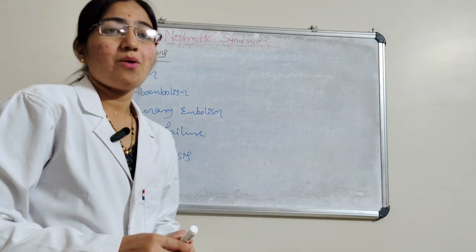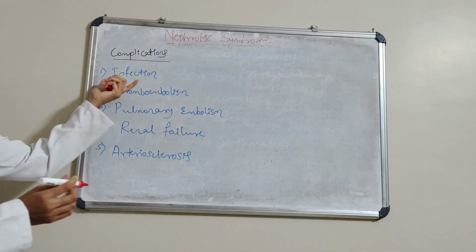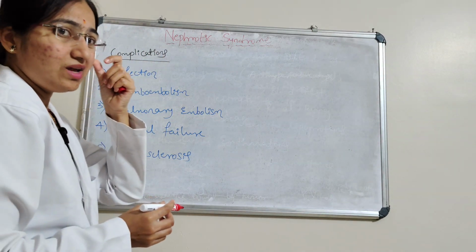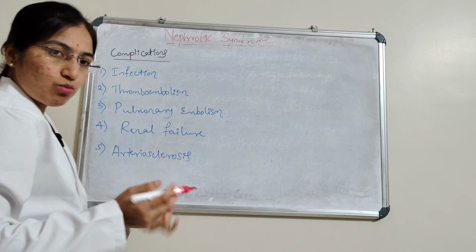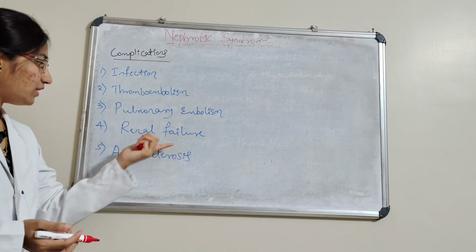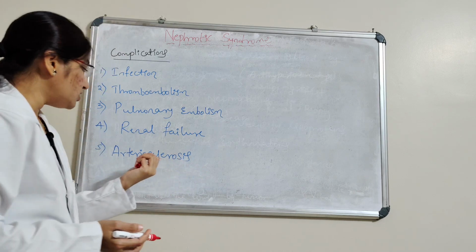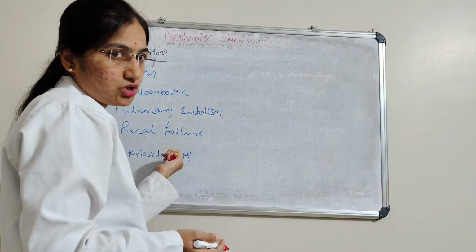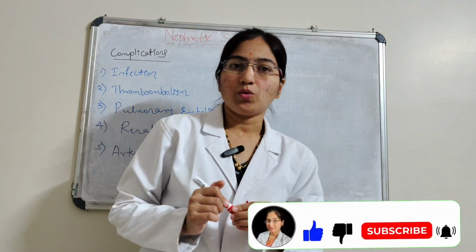Next we'll see the complications of nephrotic syndrome. Here complications are infection, and then thromboembolism, pulmonary embolism, and then renal failure. Also arteriosclerosis, which we can see in old age. This is all about nephrotic syndrome.